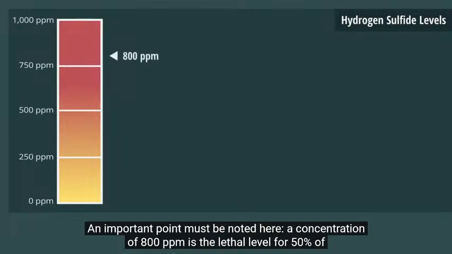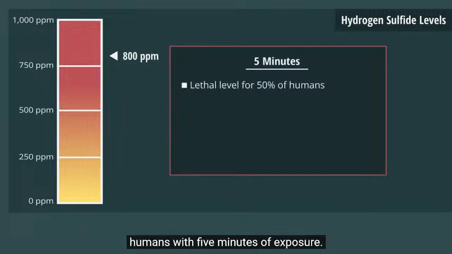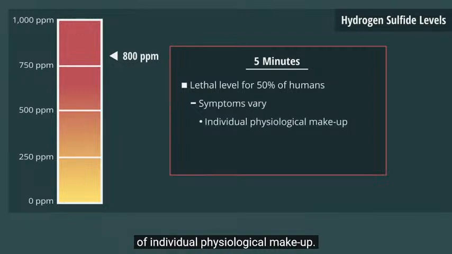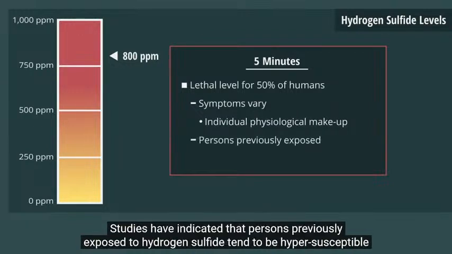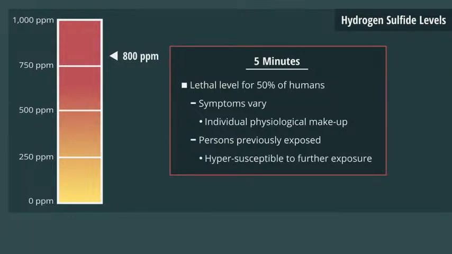A concentration of 800 parts per million is the lethal level for 50% of humans with 5 minutes of exposure. Research has shown that symptoms of hydrogen sulfide exposure vary considerably because of individual physiological makeup. Studies have indicated that persons previously exposed to hydrogen sulfide tend to be hypersusceptible to further exposure rather than building up a tolerance to it.